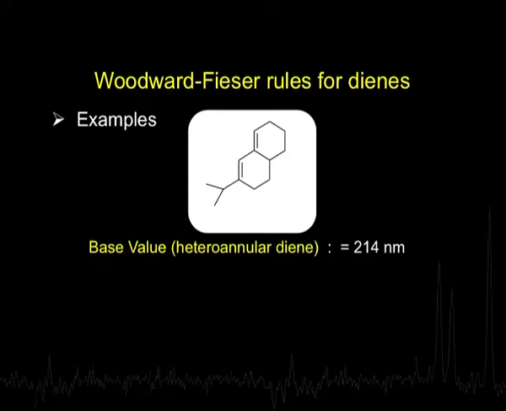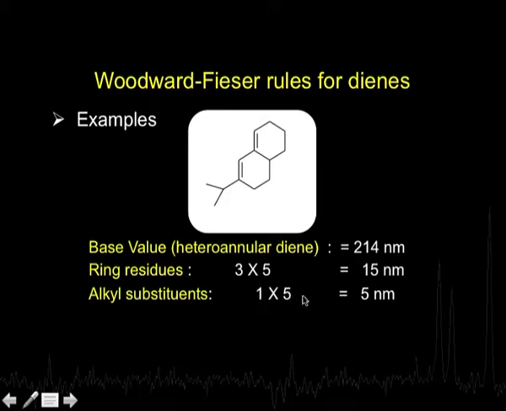And then what do we have is, if I look at this basic chromophore, you find that this is one substituent on this, 1 ring residue, this is 2nd ring residue, this is 3rd ring residue. So, there are 3 ring residues to this. So, that will give me the contribution of about 15 nanometers there, and we have got one alkyl substituent also on this. So, that also will give me a contribution of about 5 nanometers, that will give me 5 more.